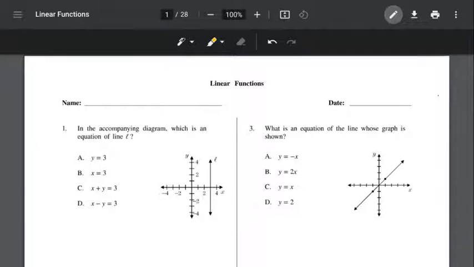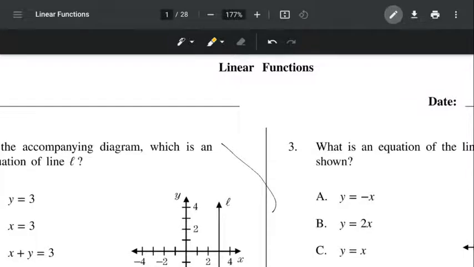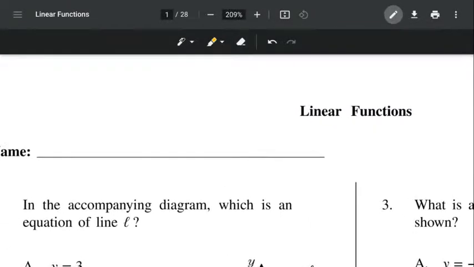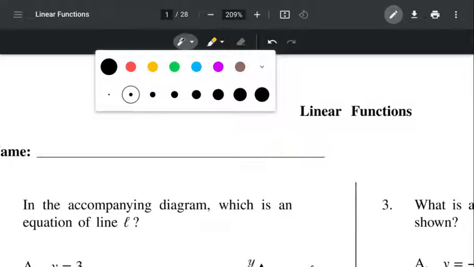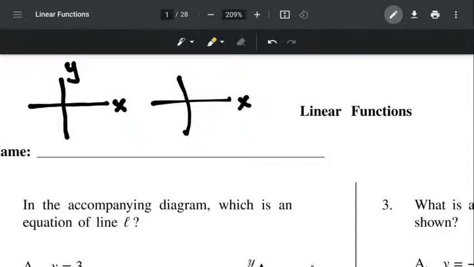So for the first few pages, we are talking about horizontal and vertical lines. At the top of your paper, I just want to draw a picture of horizontal and vertical lines just to refresh your memory. Before you start this video, you should have already watched one on horizontal and vertical. So this is just going to be a review. Remember, the X is on the horizontal side, the Y-axis is on the vertical side.